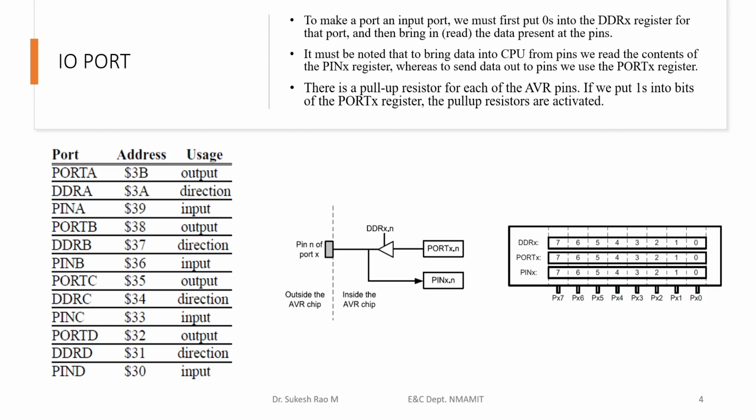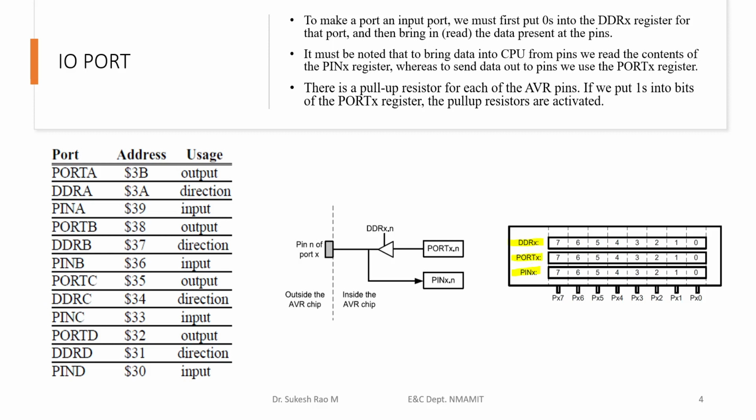Let me talk about an IO port now. We will also deal with IO ports. One thing you make sure here, there are always 3 registers associated. One of them is the register DDRX, then you have PORTX, and then you have the PIN register. These are the 3 important registers when you are working on any of these IO ports.